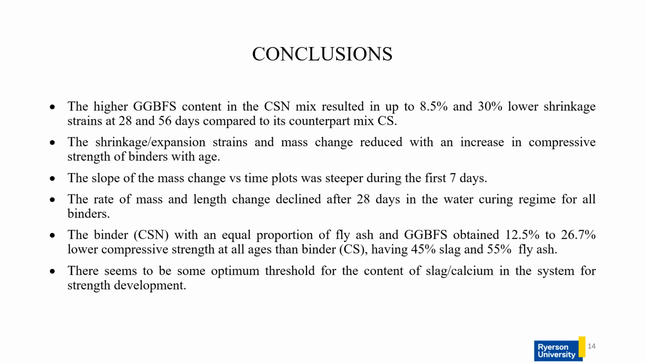The binder CSN with an equal proportion of fly ash and GGBFS obtained 12.5% to 26.7% lower compressive strength at all ages than the binder CS, having 45% slag and 55% fly ash C. There seems to be an optimum threshold for the content of slag calcium in the system for the strength development.